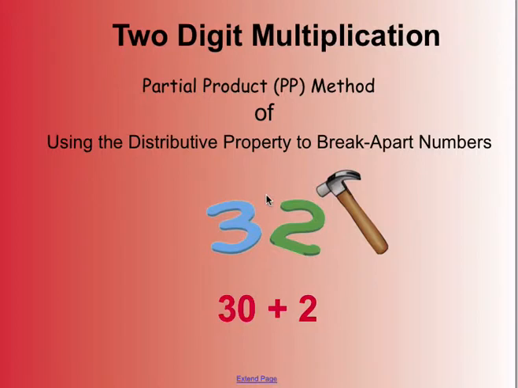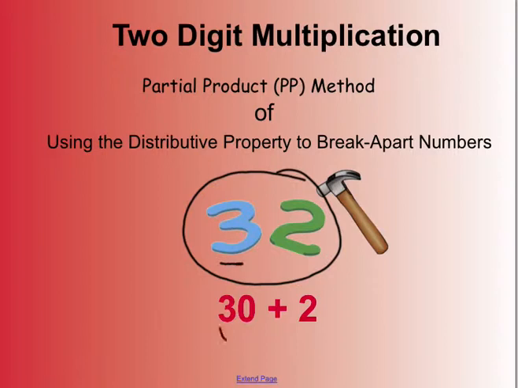To do this, we're going to use the partial product method, or better called the PP method. And in doing this, we're going to be using the distributive property to break apart numbers. So you see here on the cover sheet, the single number 32 has been broken apart by the hammer into a 30, the 3 having a value of 30 or 3 tens, and the 2 being in the ones place having the value of 2.